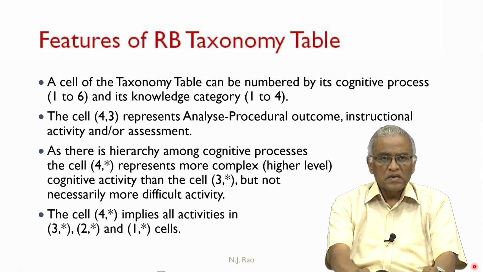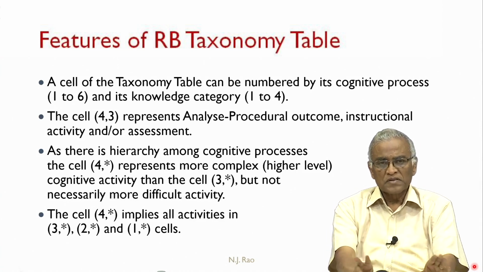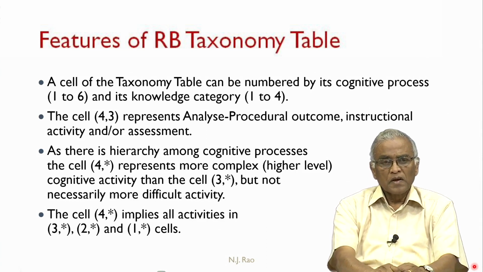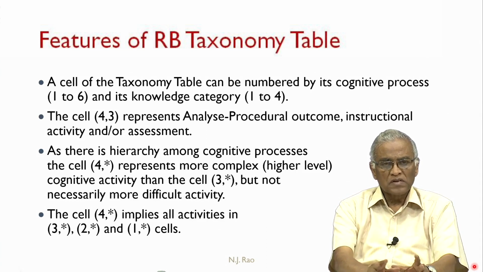And what are some features of this taxonomy table? As you can see, there are 6 into 4, 24 cells in this. So, every cell has an address.